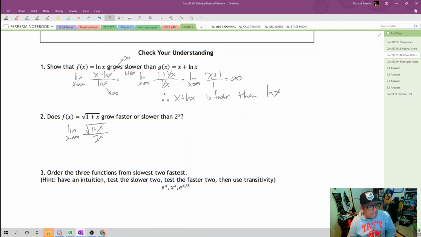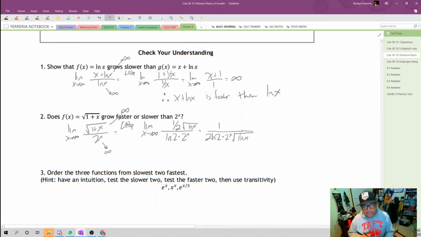Let's note that the denominator is going to go to infinity, and the numerator is also going to go towards infinity. So we're ready for L'Hopital's rule. Let's take our derivatives. We've got 1 over 2 root 1 plus x over natural log of 2 multiplied by 2 to the x. Simplify, and we got a whole lot of stuff on the denominator and a 1 on the numerator.